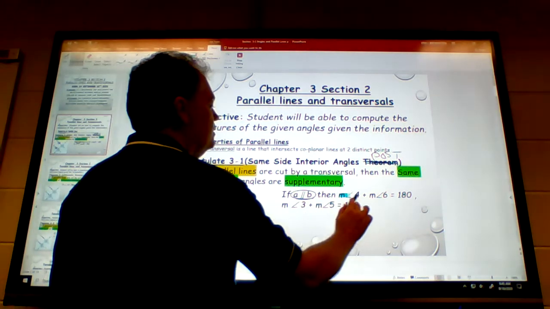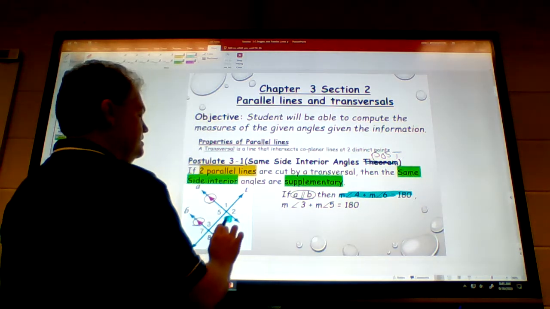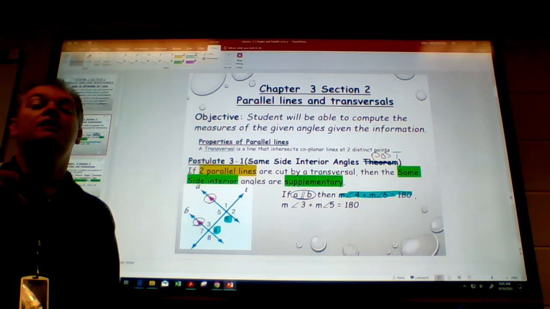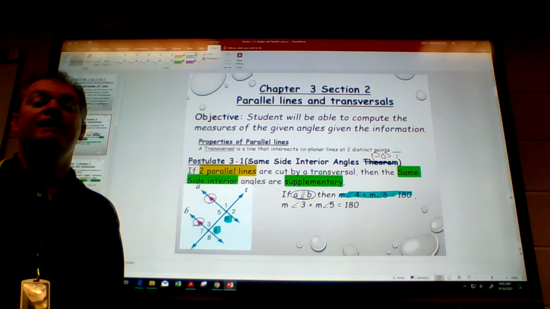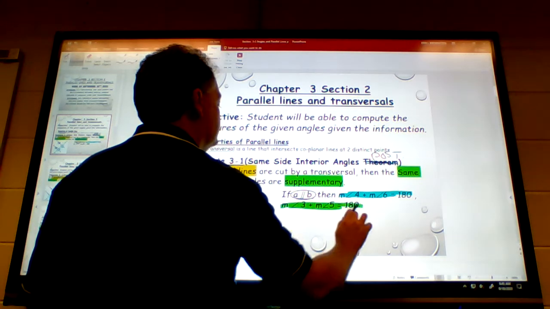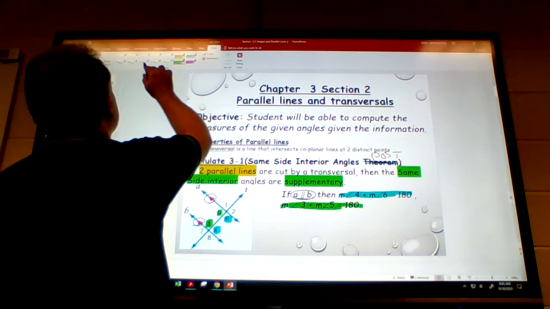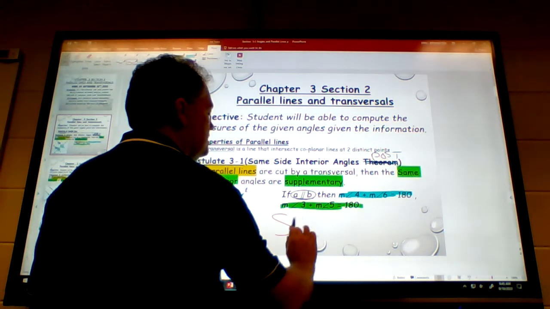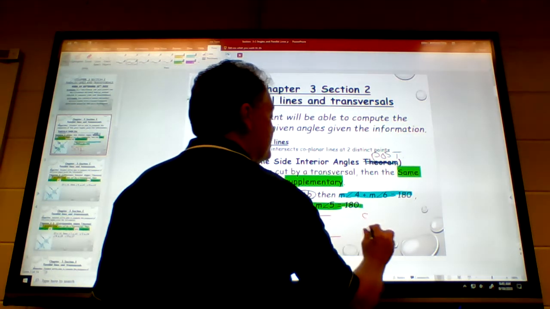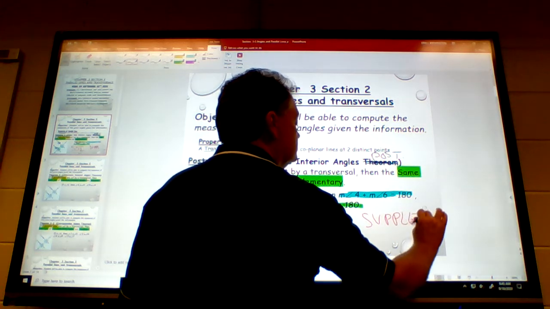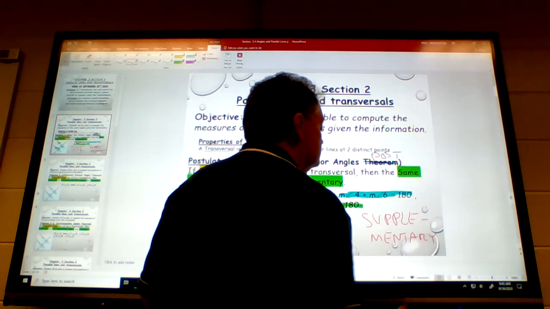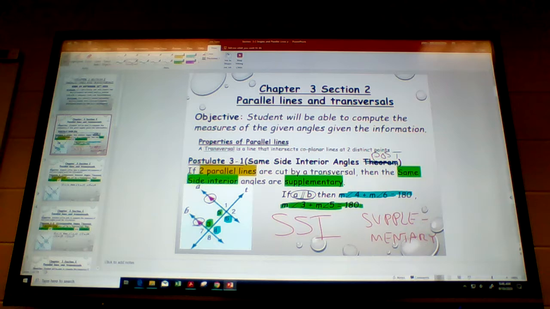Now we know that angle 4 and angle 6, their measures add up to 180 because they're same side interior angles. As long as the two lines are parallel, those two angles will be supplementary. Same thing with angles 3 and 5. Same side interior angles, abbreviated SSI, are supplementary. So those two pairs of angles are supplementary.